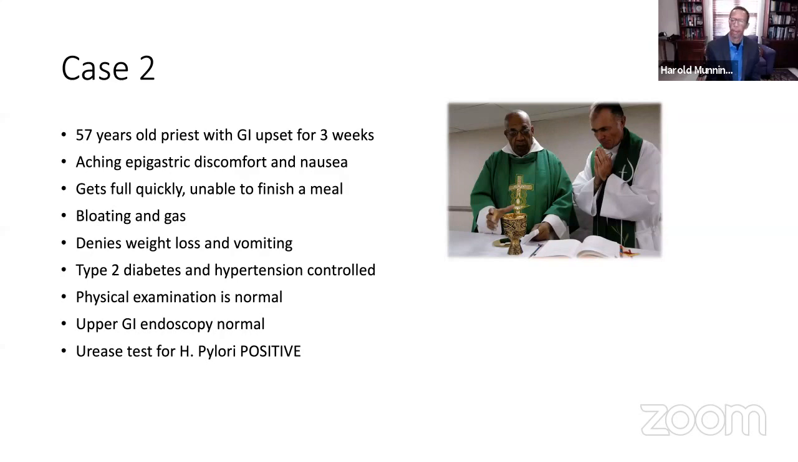His primary care physician is looking after him well, and he has type 2 diabetes and hypertension that's well controlled. His physical examination is normal because his symptoms were of relatively recent onset, and he's 57. I did an upper GI endoscopy. It was normal. A urease test taken from a small gastric biopsy at the time of the endoscopy was positive for H. pylori.